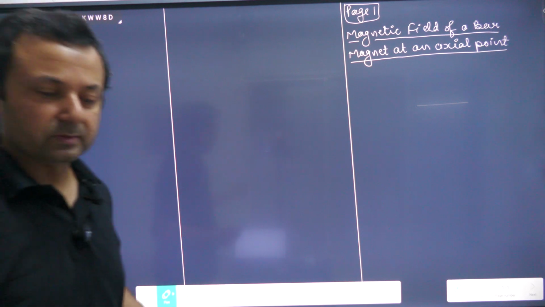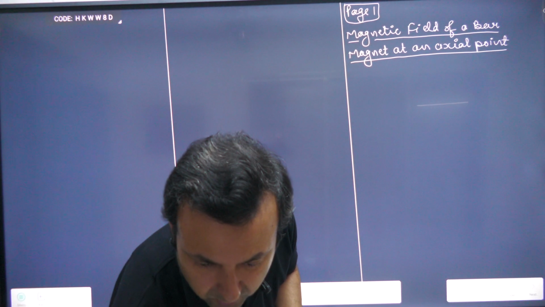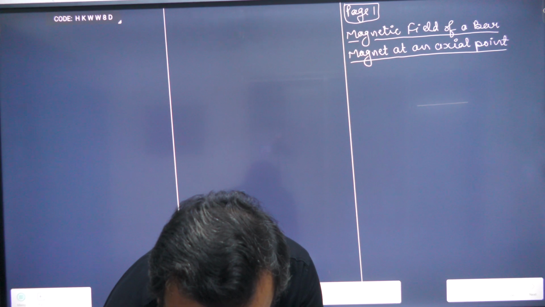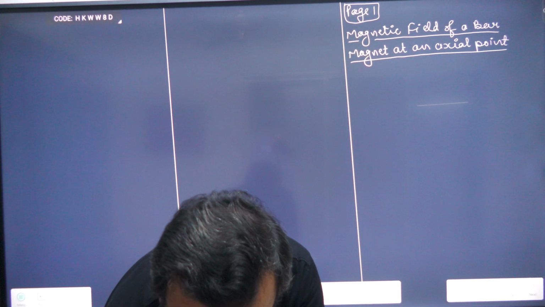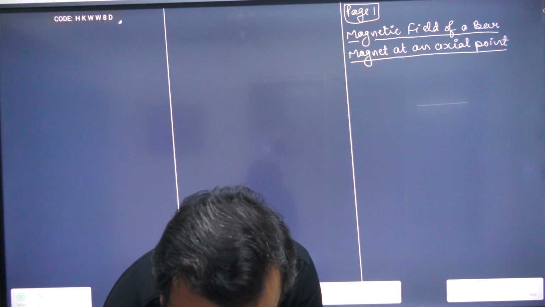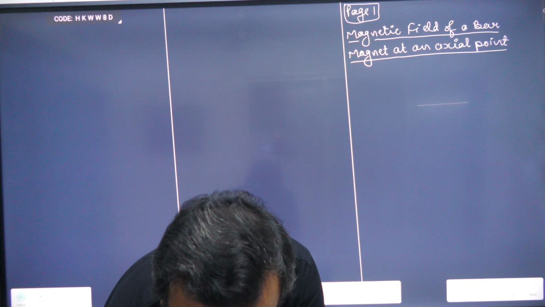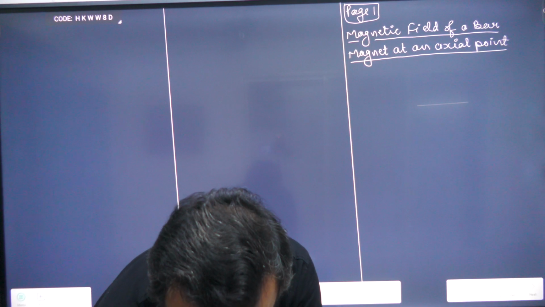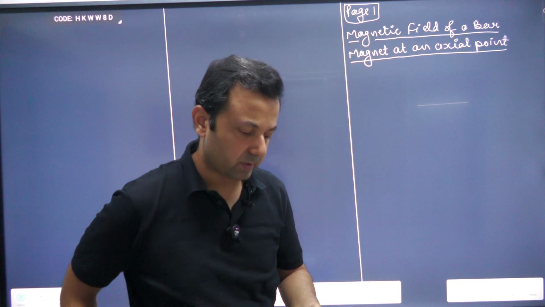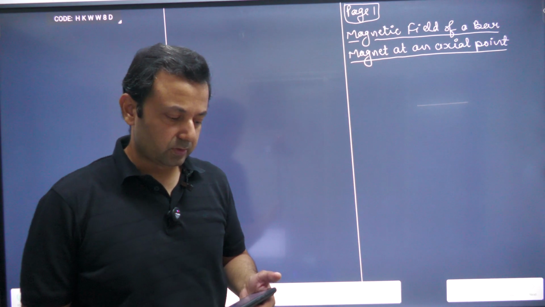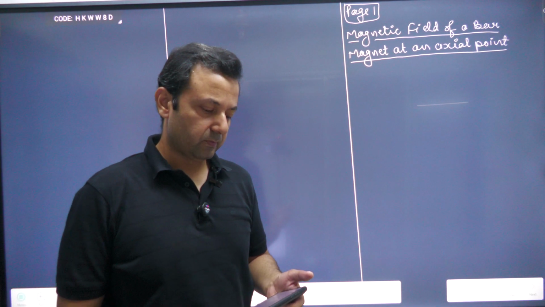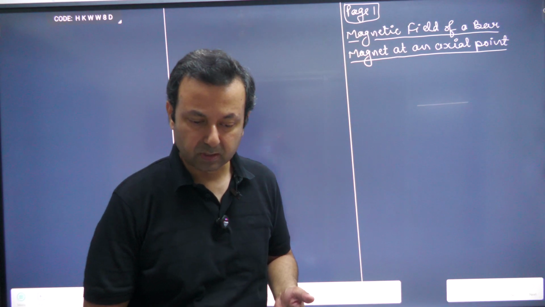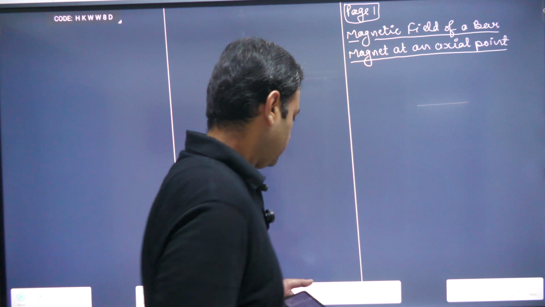Every bar magnet behaves as a magnetic dipole. So let NS be a bar magnet of length 2l and of pole strength Qm. N stands for north and S stands for south. Suppose the magnetic field is to be determined at a point P which lies on the axis of the magnet at a distance small r from its center, as shown.